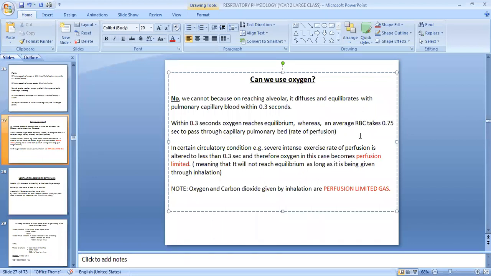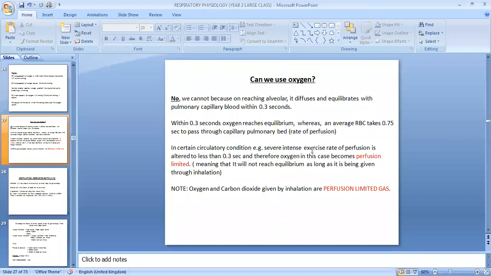Average RBC takes 0.5 seconds to pass through the capillary pulmonary bed. That's the rate of perfusion. However, we have seen the oxygen molecule will only take like 0.3 seconds to pass through the pulmonary respiratory membrane and equilibrate with the blood. So there is enough time for the blood staying within the pulmonary capillary bed for it to equilibrate completely, for oxygen to reach an equilibrium with what is in the blood, the oxygen in the blood and the pulmonary capillary bed.